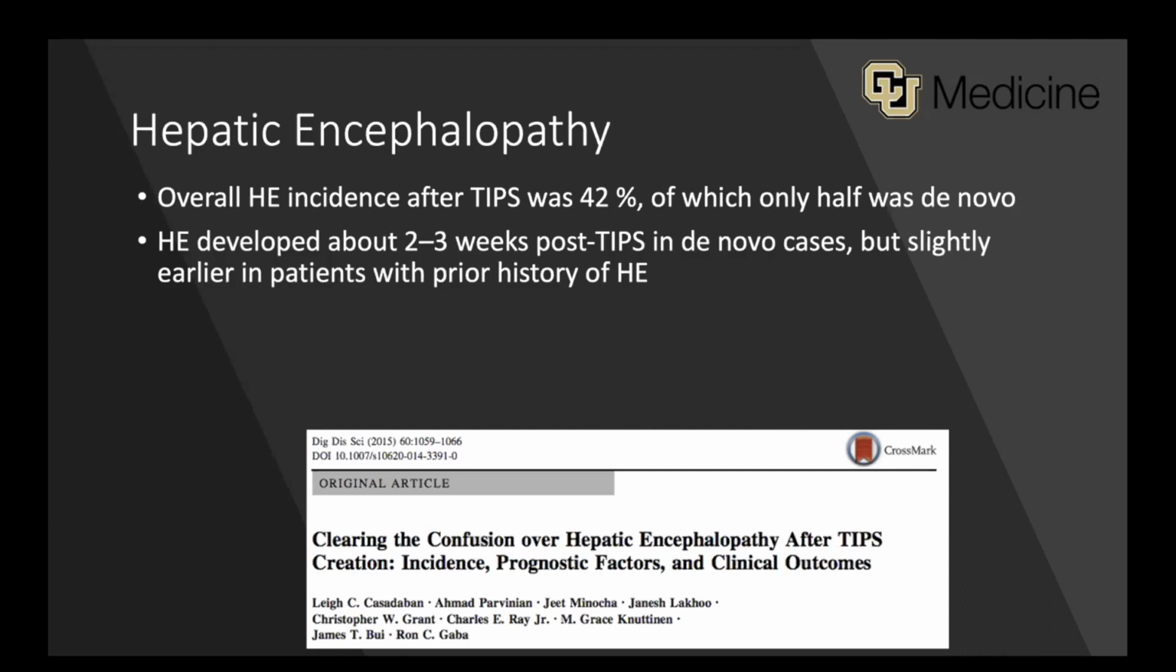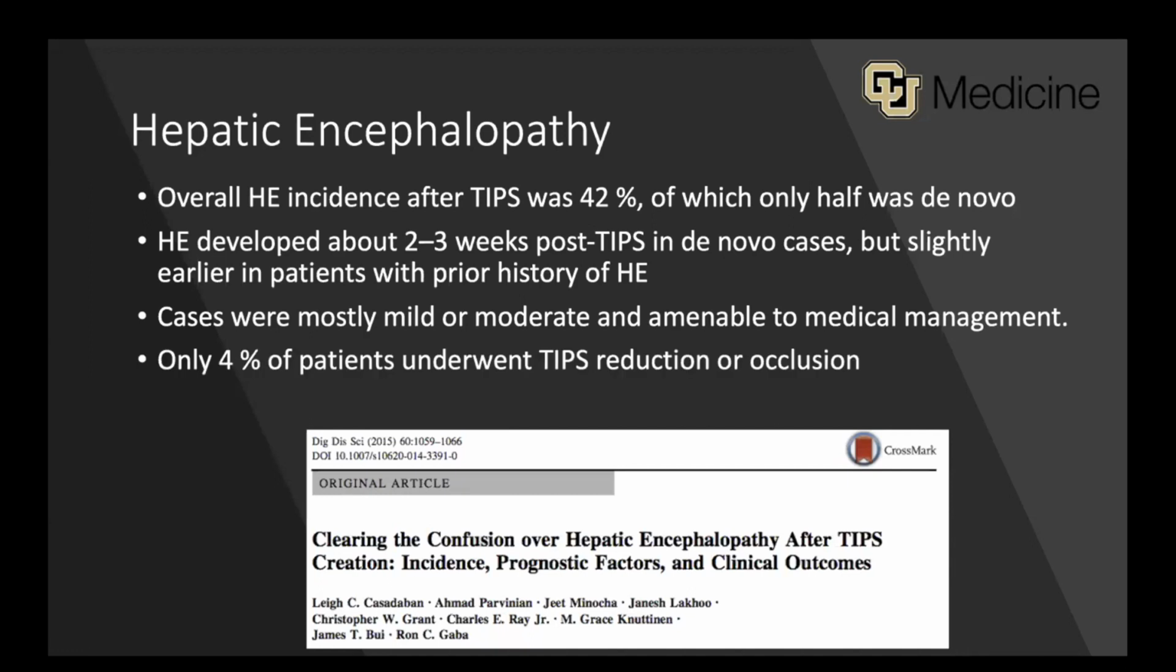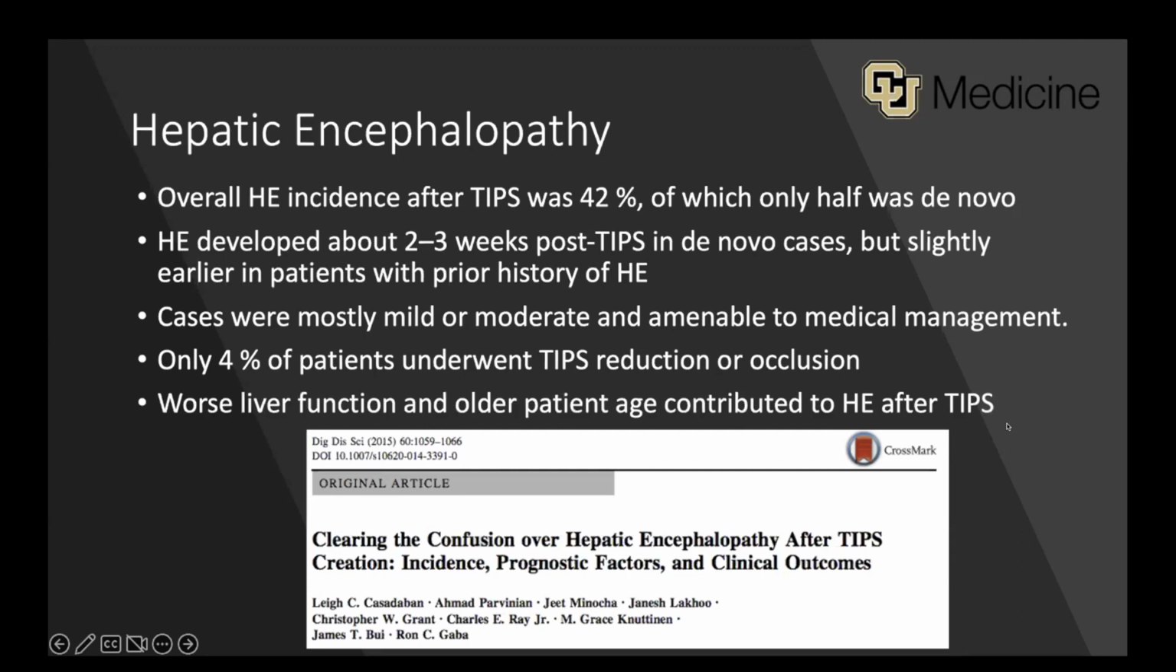It usually occurred about 2 to 3 weeks post-TIPS in the de novo cases, and slightly earlier in patients who had a prior history. Cases were mostly mild or moderate and amenable to medical management. Only 4% of patients underwent TIPS reduction or occlusion in this cohort. Worse liver function and older patient age also contributed to hepatic encephalopathy after TIPS.